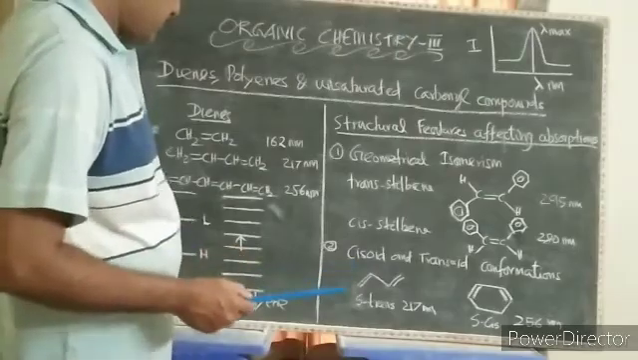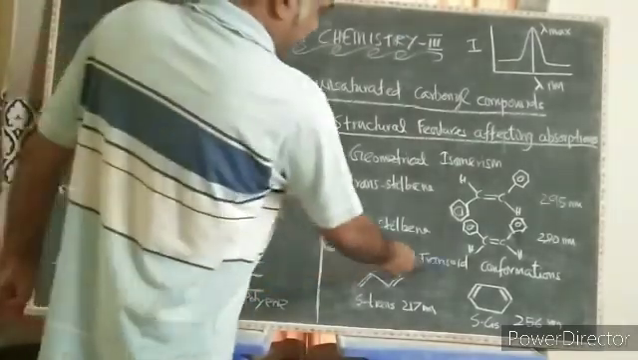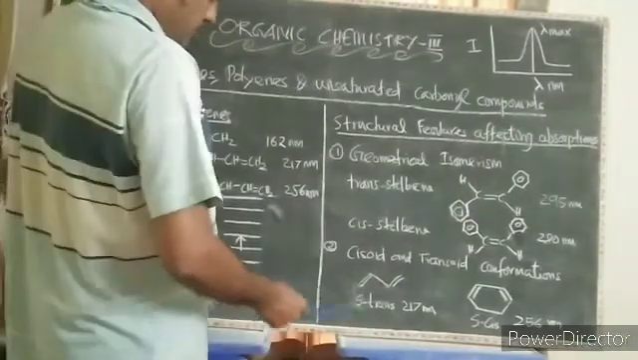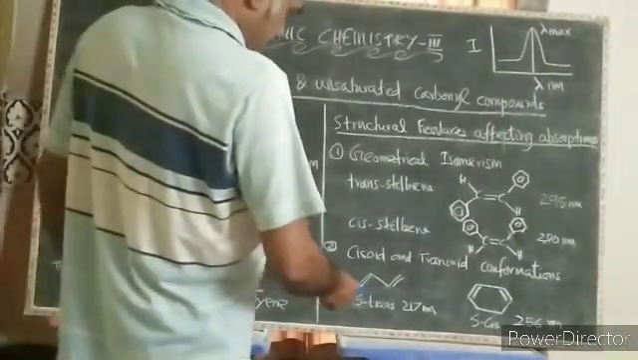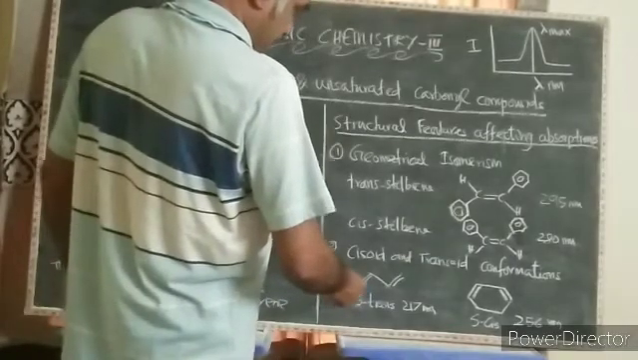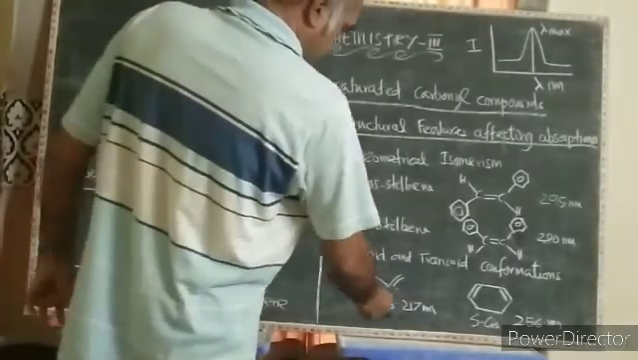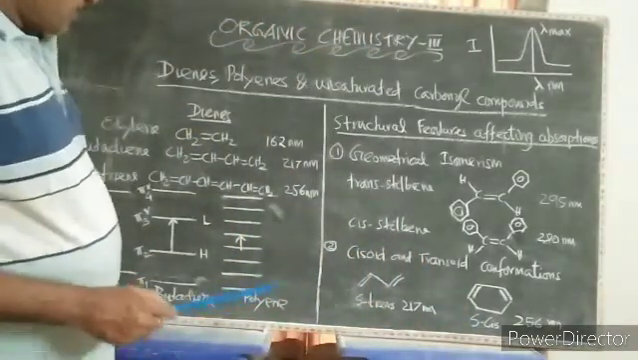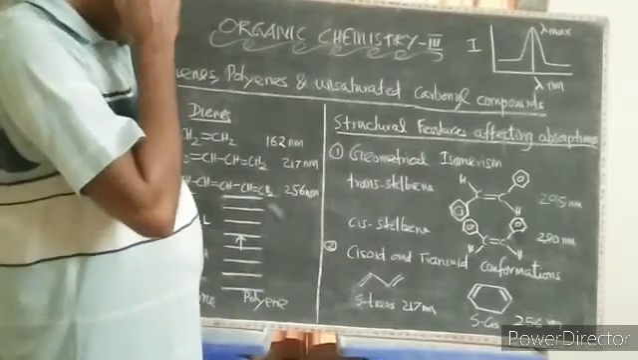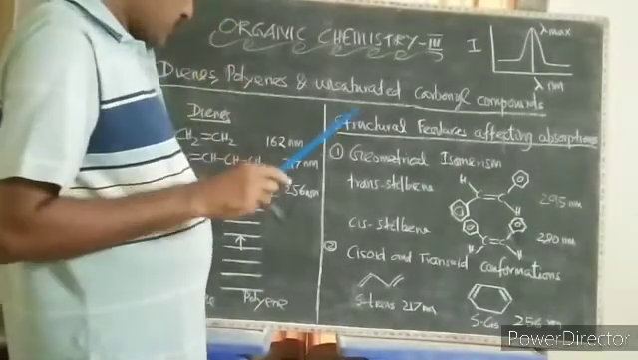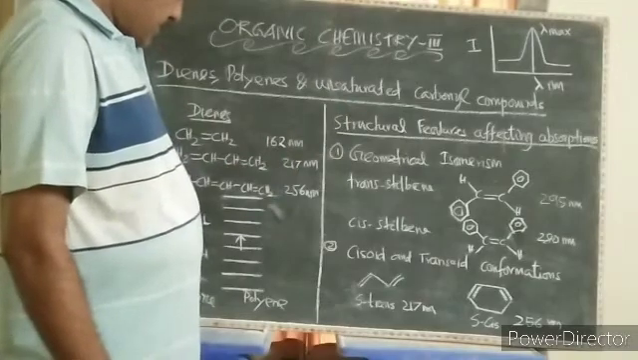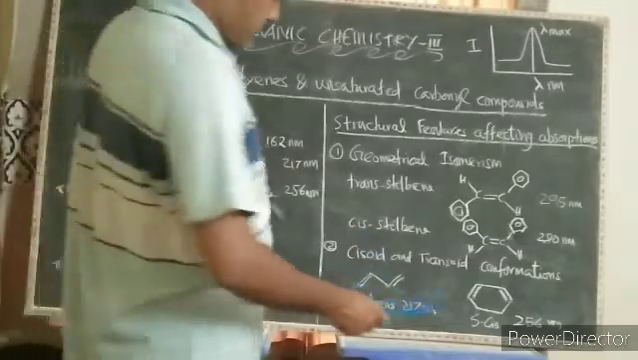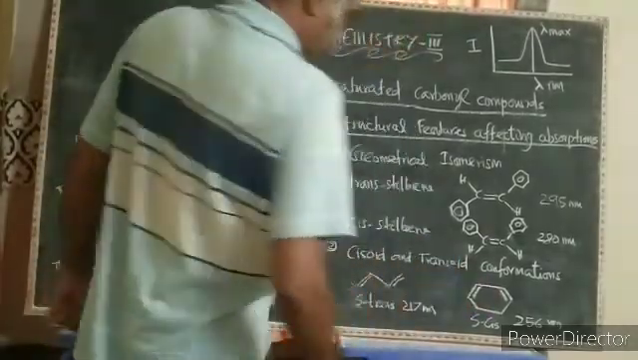Now the second factor is cis-side and trans-side conformations. There are two different types of conformations, cisoid and transoid, S-trans and S-cis. The S denotes single bond, that is, about the single bond. The double bonds can be disposed in two ways, either in a conformation anti to each other or in a conformation syn to each other, that is cis.